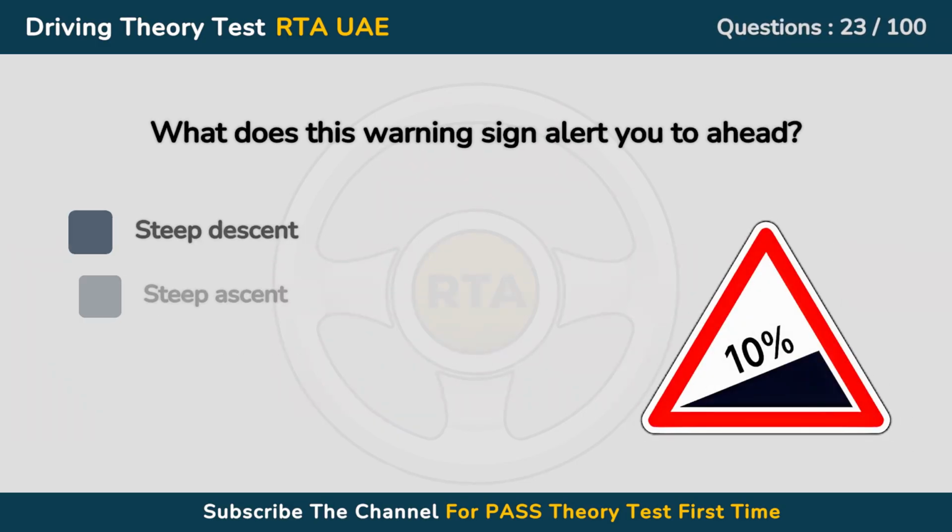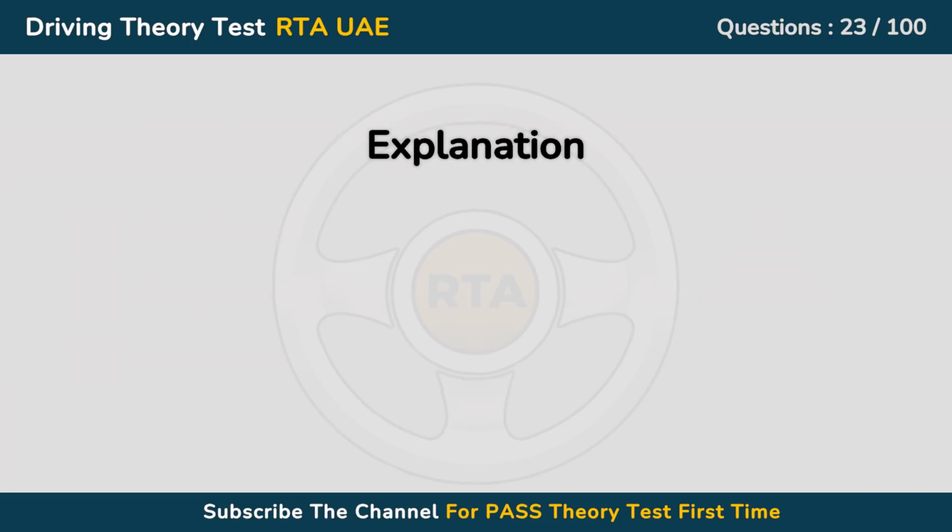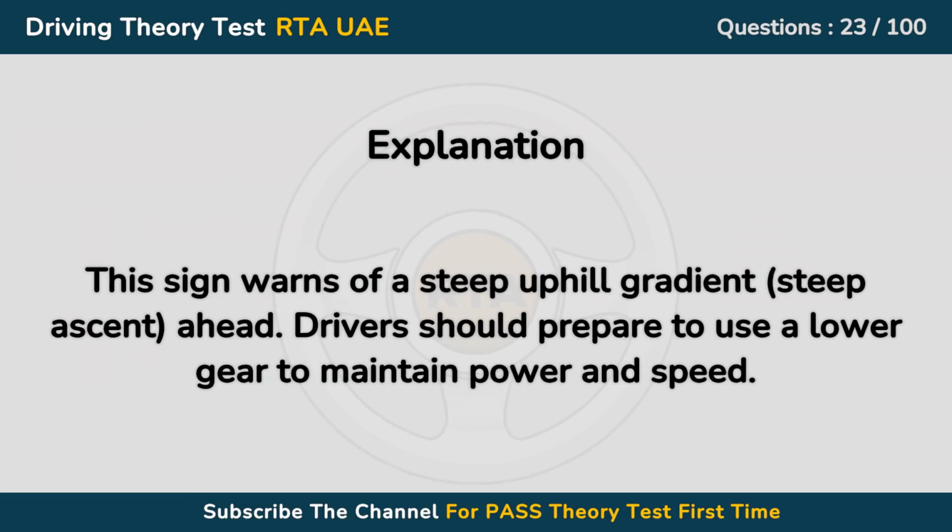Question 23. What does this warning sign alert you to ahead? A. Steep descent. B. Steep ascent. C. Uneven road. D. Hump. Answer is B. Steep ascent. This sign warns of a steep uphill gradient, steep ascent ahead. Drivers should prepare to use a lower gear to maintain power and speed.